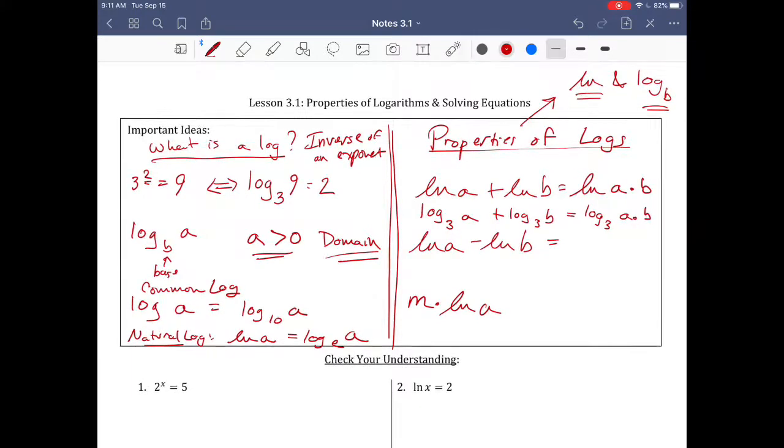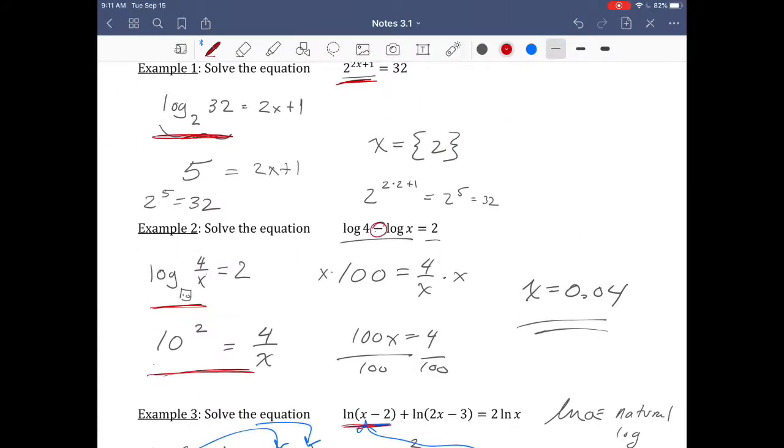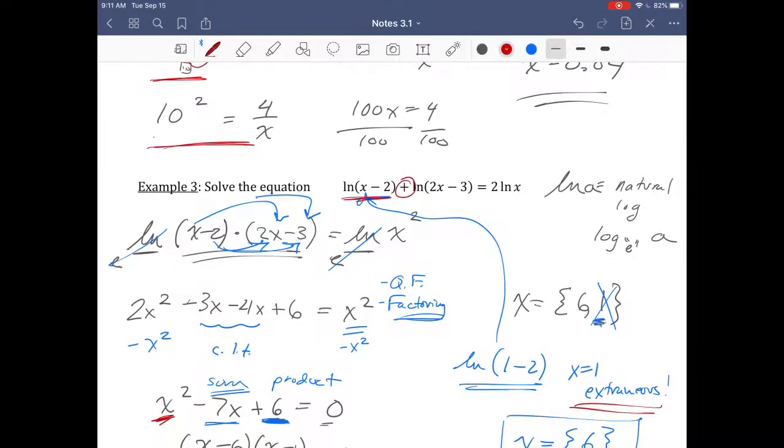So log of a minus log of b, as we did in an earlier example, would be the log of a divided by b. So looking back, when it was subtraction, it became division. When it was addition, it became multiplication.